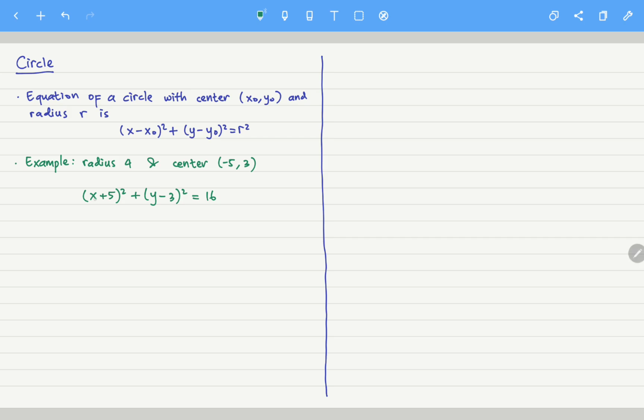So this is the equation of the circle, or we can also expand this. So let's say we calculate x plus 5 times x plus 5 plus y minus 3 times y minus 3, and then we can simplify and we will get the following equation: x squared plus y squared plus 10x minus 6y plus 18 equals 0. So in this case, we start with a radius and a center, and then we can obtain the equation of the circle. So let's see another example.